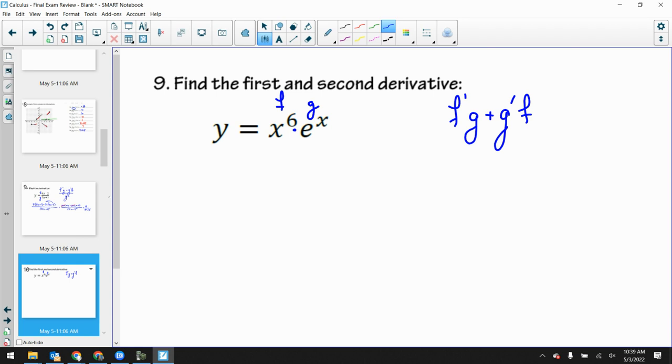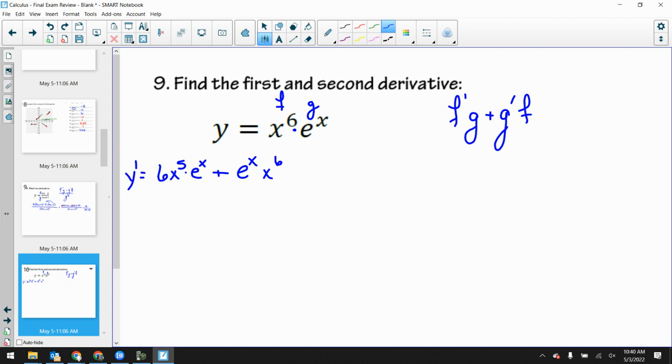Okay, f prime. The derivative of x to the 6th is 6x to the 5th. Or sorry, that is f. And then times g. Plus g prime f. Okay, g prime, derivative of e to the x, e to the x. And then times f, x to the 6th. Now that is completely fine. That is y prime, right? To leave it like that.